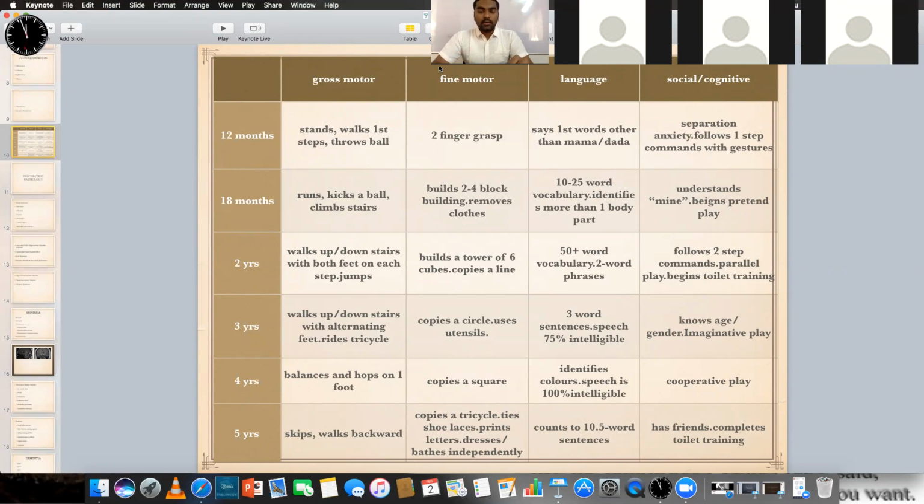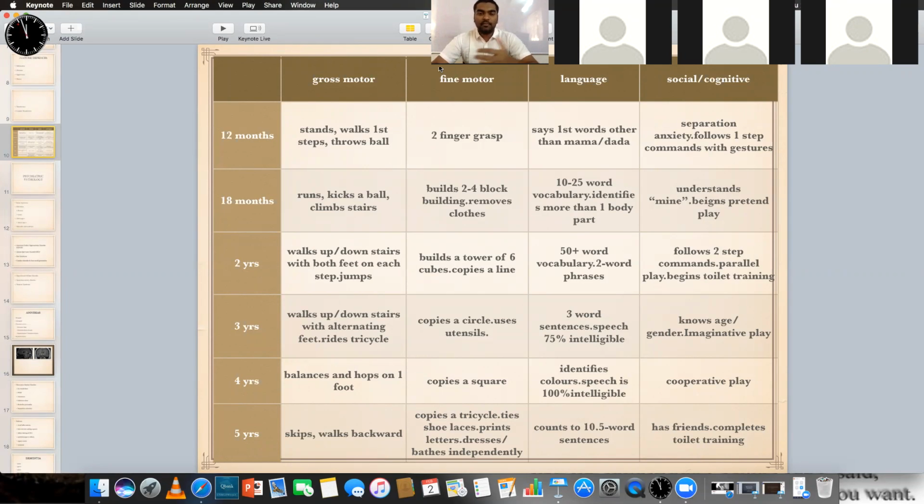So 2-finger grasp is like the children pick up things with the index finger and their thumb, and everything they find, they just try and put it in their mouth. So this is called pincer grasp. Pincer grasp, they pick up things with these 2 fingers. So this is fine motor milestones at 1 year.